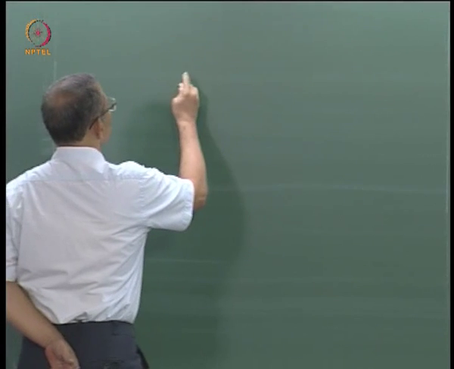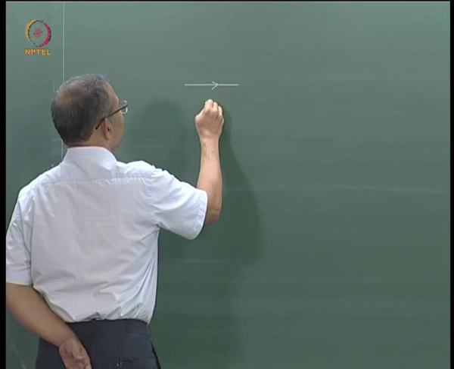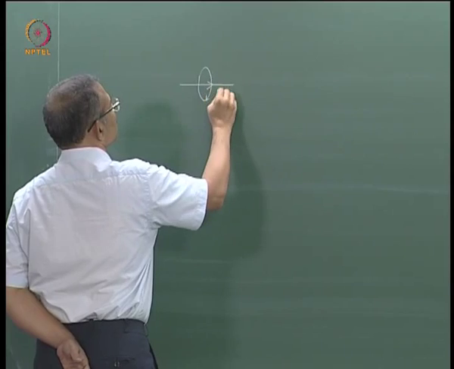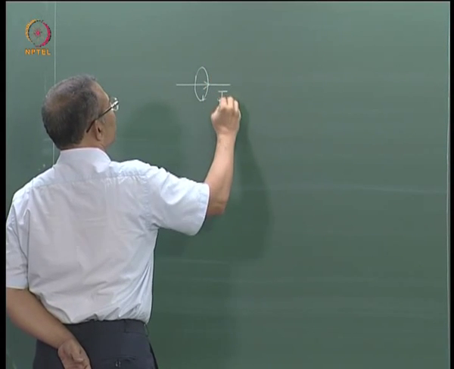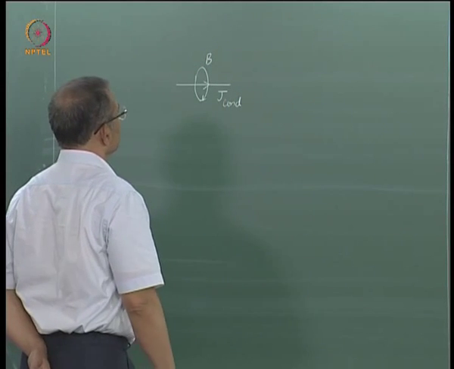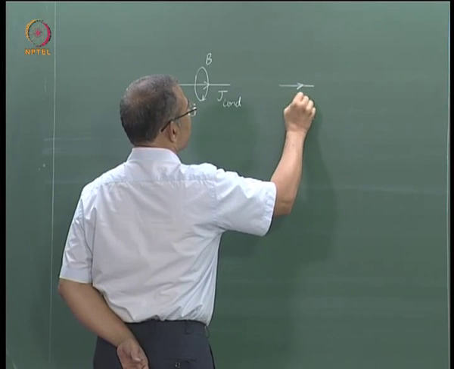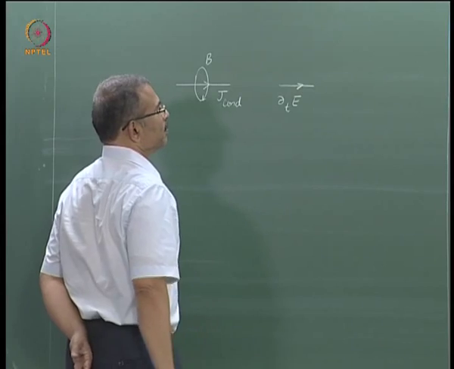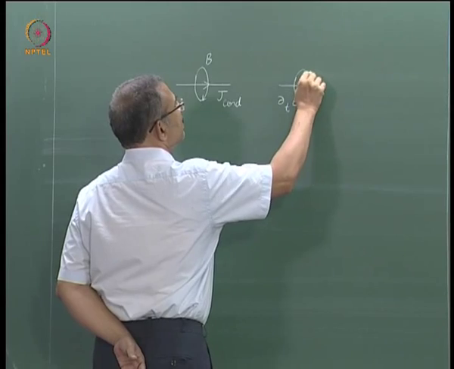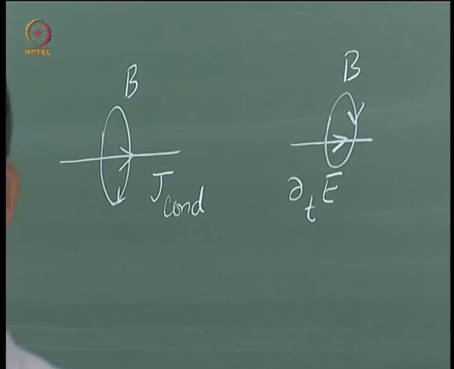So if there is a current like this, then around this the magnetic field will be circulating, right. So if this is J conduction, then this is B. Similarly, if there is an electric field like this and it is changing with respect to time, dou E by dou T, then also there will be a circulating magnetic field around it. So this is what is meant by this equation.